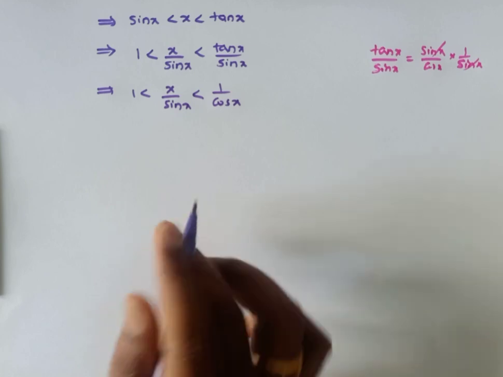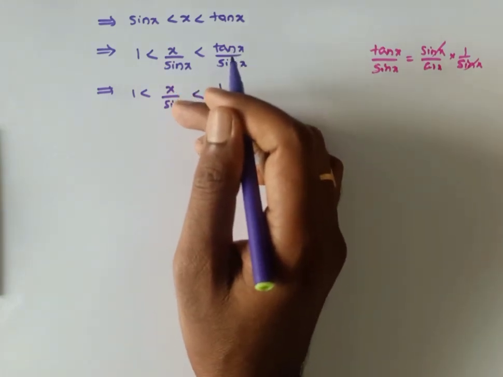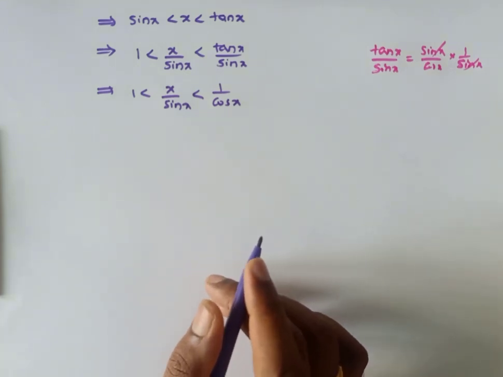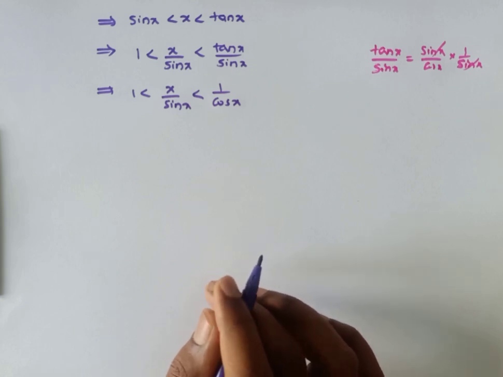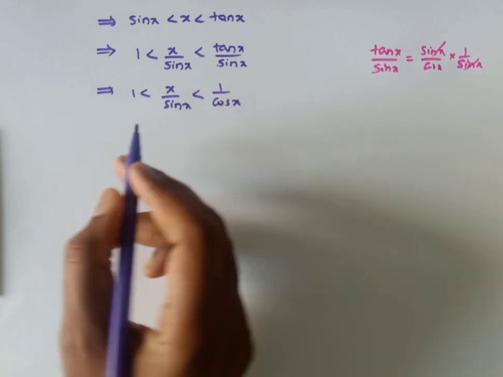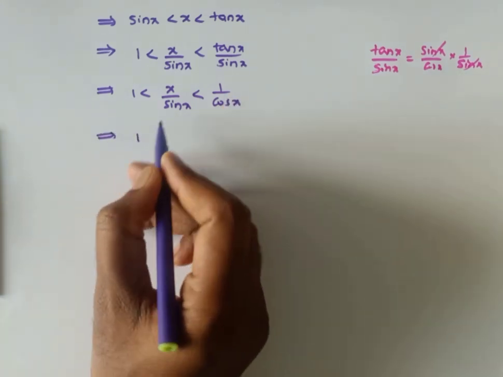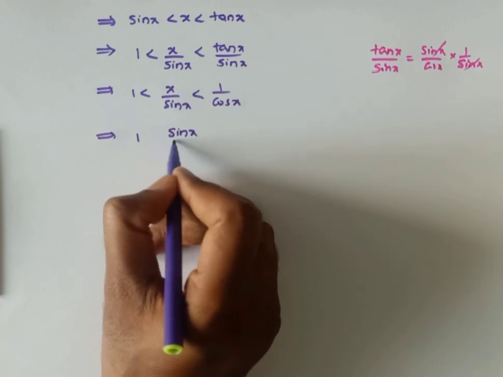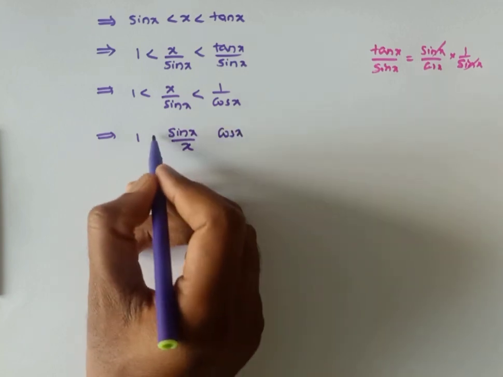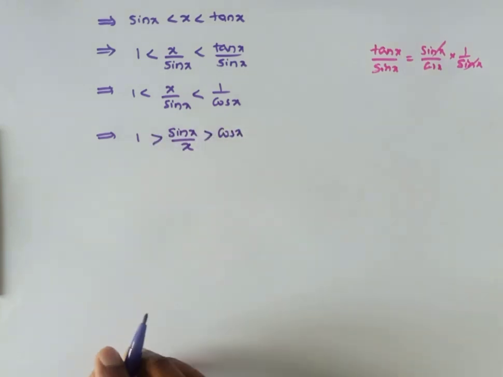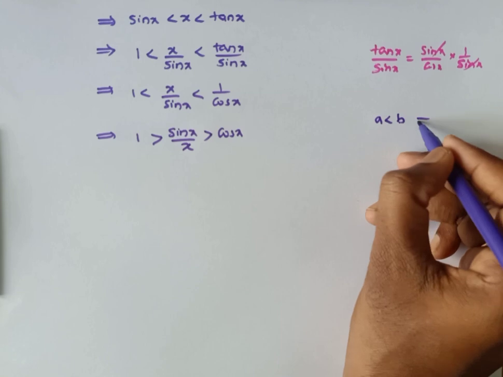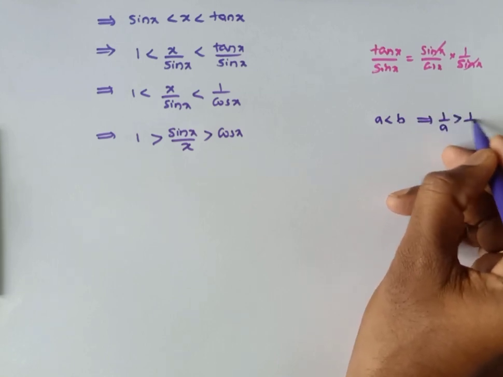Now here, we got the function sin x by x in the reverse form. So we can reciprocate the inequality. There is a rule: if a is less than b, then 1 by a is greater than 1 by b. So when we reciprocate, 1 by 1 is 1 only, and it will be sin x by x, and this 1 by cos x becomes cos x, but the inequality relation will change. Based on this condition, a and b are any two numbers: if a is less than b, this implies 1 by a is greater than 1 by b, right?